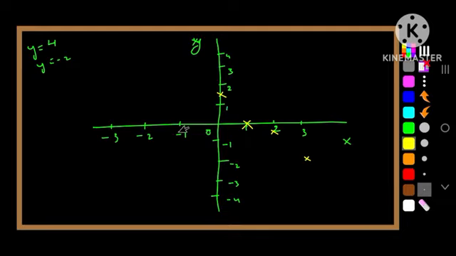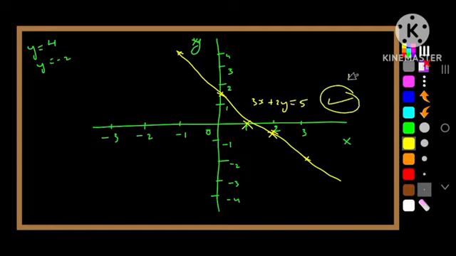So for minus 1 I am getting 4. So I am getting this value. So when you join these points, you will get a line like this. That is, you will get a straight line. So this line is for our equation 3x plus 2y is equal to 5. So here we solved the first equation.